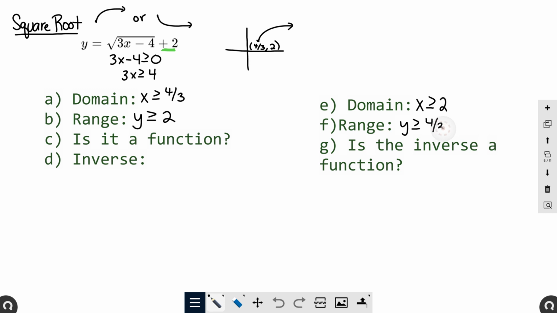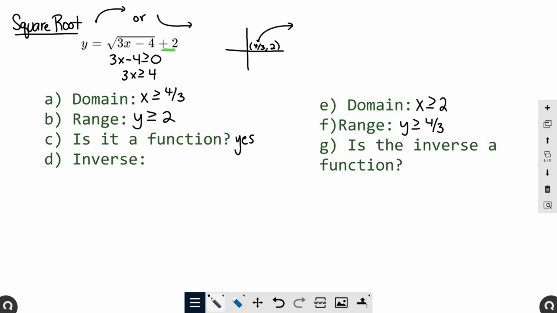Greater than or equal to 4/3. Yep. Don't forget to change it from an x to a y. Now, are they functions? So first, is the original a function? Does it pass the vertical line test? Yes, it does. What happens with this half of a parabola when you do the inverse of it?